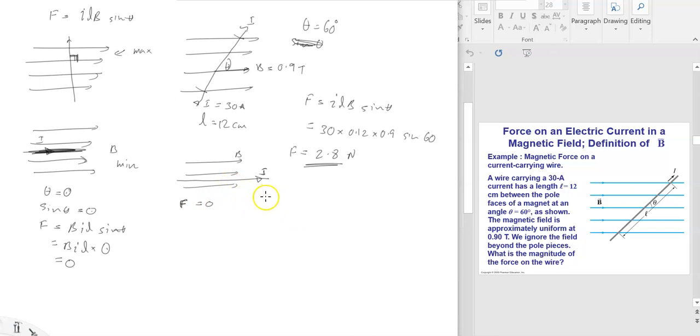What's the max force you can create using this setup? Place it perpendicular. Place the wire like this. So that will be F equals BIL sine theta. This whole sine thing is 1. Sine 90 is 1, so it's going to be magnetic field 0.9, current is 30 times 0.12, and whatever that magnitude is. That's the max.